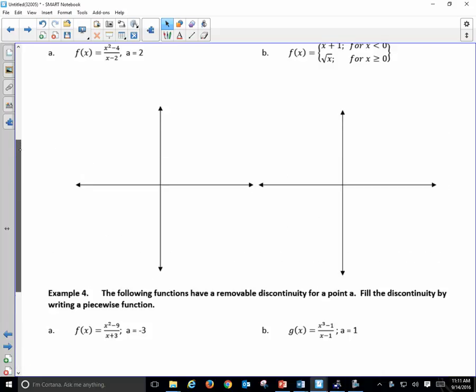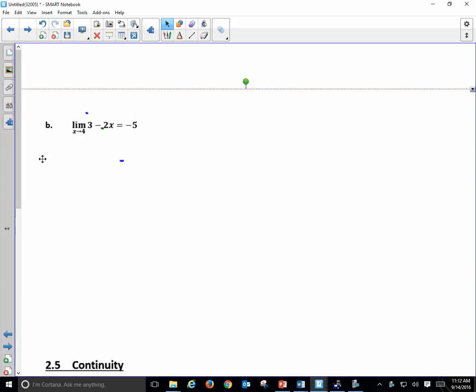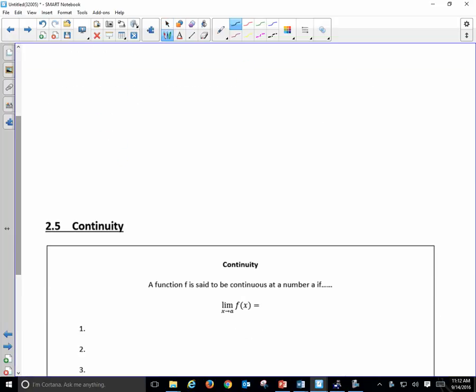Here we go. Big day, continuity. Continuity is super, super important, okay? What we want to talk about is this. For example, let's say we have an equation and you have a point. You want to find the line tangent. You need to find the slope.